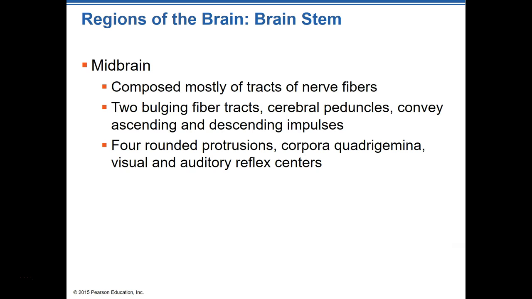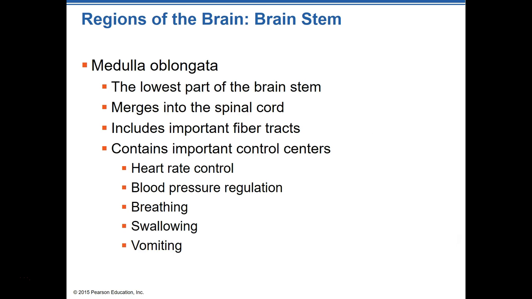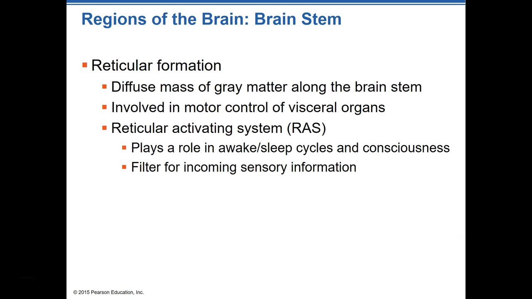Then when we have the midbrain, it's mostly tracts of nerve fibers that convey ascending and descending impulses. And then we have the pons. It's the bulging center of the brainstem. It's fibrous tracts, and it's where a lot of our breathing control happens. The lowest part, the medulla, contains those control centers that I talked about for heart rate, blood pressure, breathing, swallowing, vomiting, those types of things. So it's a vital part.